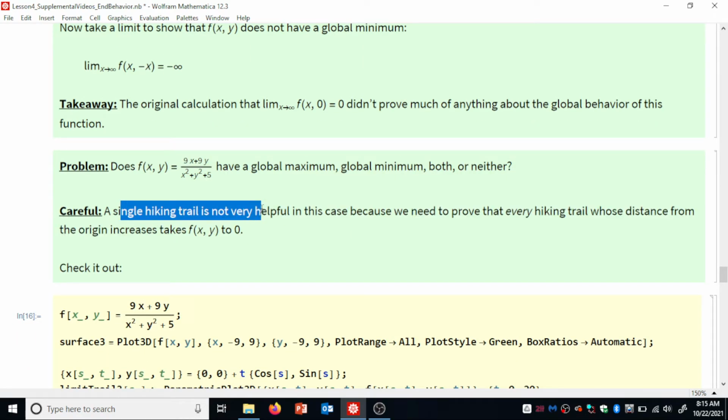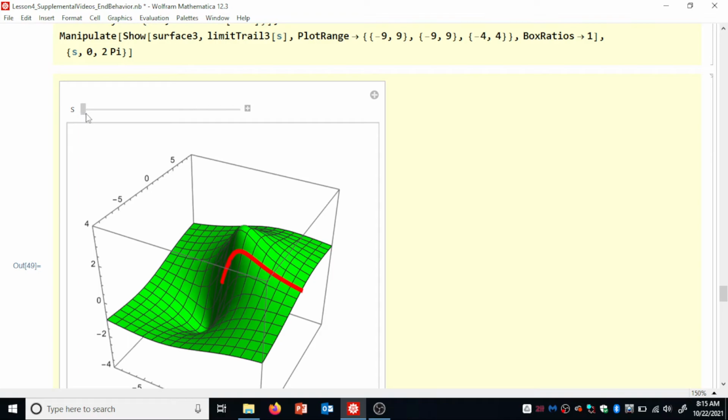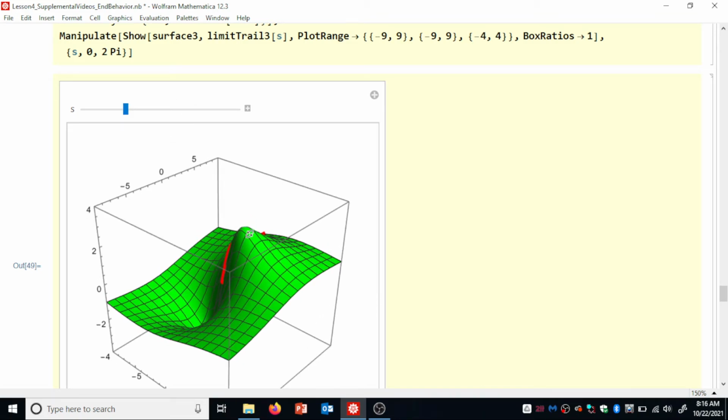Again, a single hiking trail is not going to help us. So let's take a look at why that's the case. So watch, there's infinitely many hiking trails we can take. And each of those hiking trails has a different limiting value for what f of xy tends to. We would almost have to consider every single one of these hiking trails at once to prove, like this point up here, this might be the global maximum. But I kind of have to look at every single hiking trail to know that one of these hiking trails doesn't make it higher than what looks like might be the global maximum here.